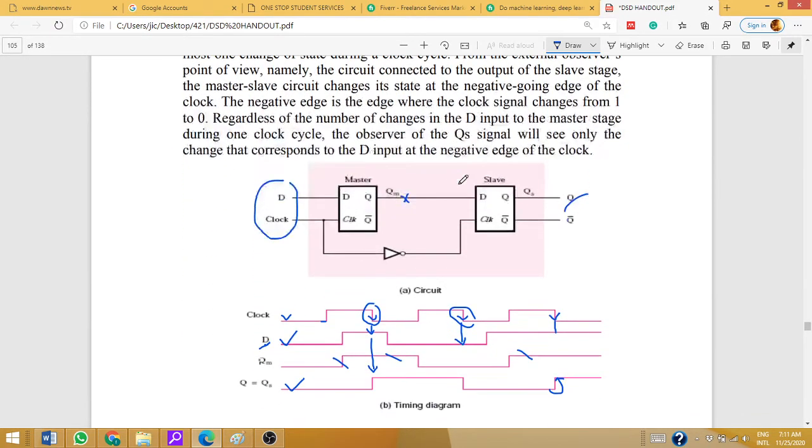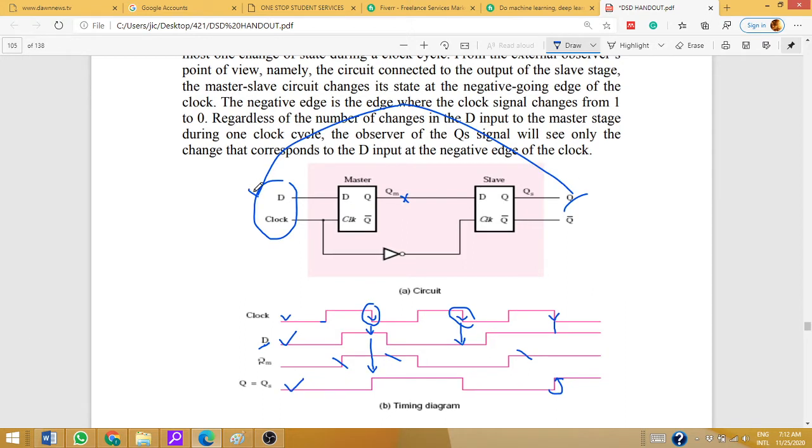So this is what we discussed, the negative edge trigger D flip-flop. In summary, in a negative edge D flip-flop, Q will follow D, is it? During which clock state? Falling edge. This is the negative edge trigger D flip-flop we discussed. We can construct it by cascading two D latches, is it? So this is the brief working of the negative edge trigger D flip-flop. Hope you will understand it.